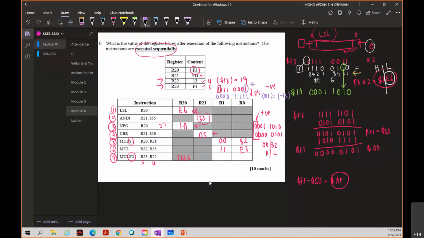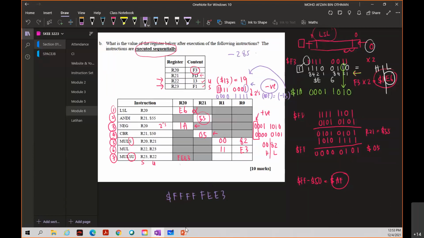Why negative 15? Because previously we already identified this is a negative number. So we get the magnitude, the value of that number, which is 15, and then you put the negative. After that, you just multiply with 19. So negative 15 multiplied with 19, you will get negative 285. Change 285 to hexadecimal and you will get FFFE E3.